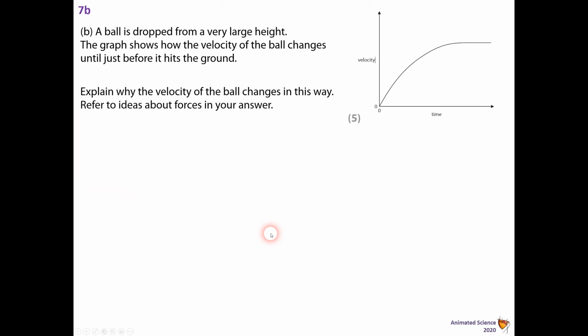Now a long answer question. A ball is dropped from a very large height, so it's really high up, and the graph shows how the velocity of the ball changes just before it hits the ground. So we need ideas explaining why the velocity of the ball changes in this way. Refer to ideas about forces in your answers. So you've got to use that graph and you've got to use forces. If you don't talk forces, you're not really going to get much.